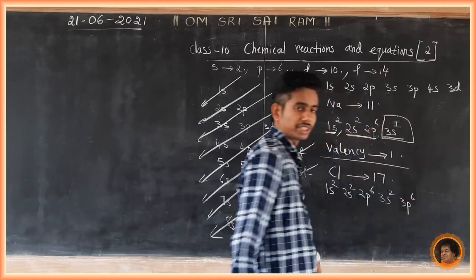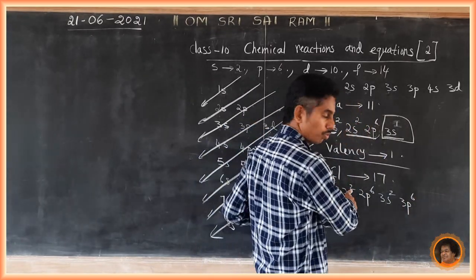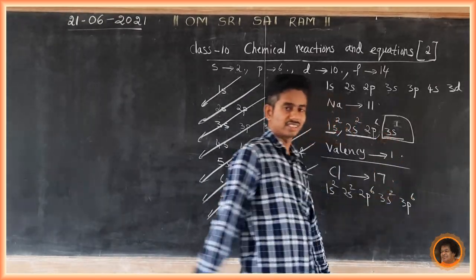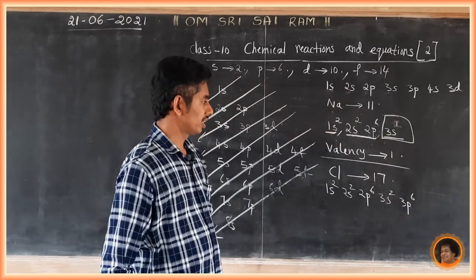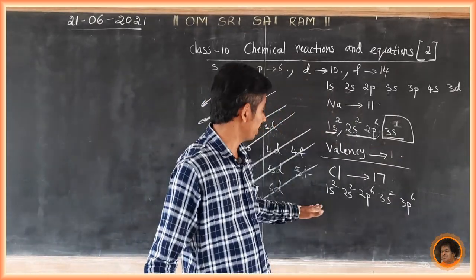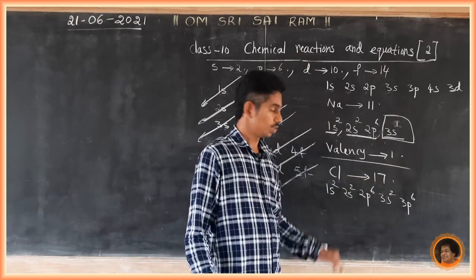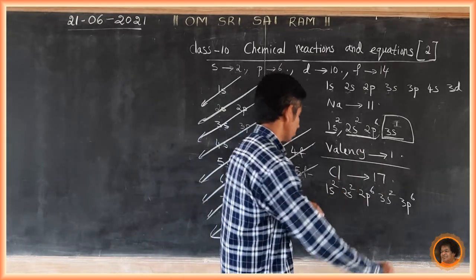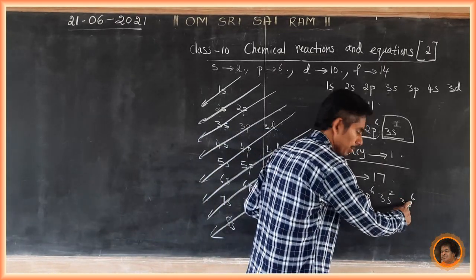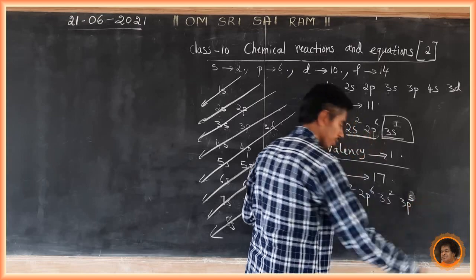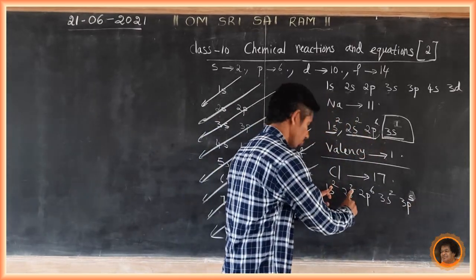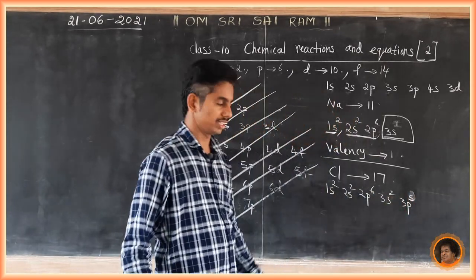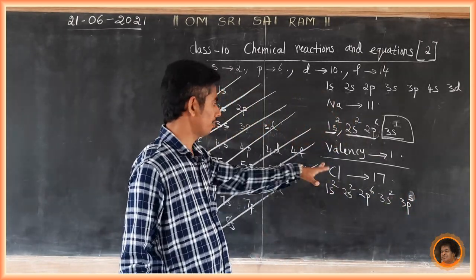3p. 3p means 6. Now count the electrons. 2 plus 2, 4, 4 plus 6, 10, 10 plus 2, 12, 12 plus 6 is 18. Are 18 electrons present in chlorine? No. Only 17 electrons are present in chlorine. So, is it correct? No. So, what do we have to do? 3p6 is the maximum number. If I write 5, now 17 electrons: 2 plus 2, 4, 4 plus 6, 10, 10 plus 2, 12, 12 plus 5, 17. Yes, now this is the electronic configuration of chlorine.